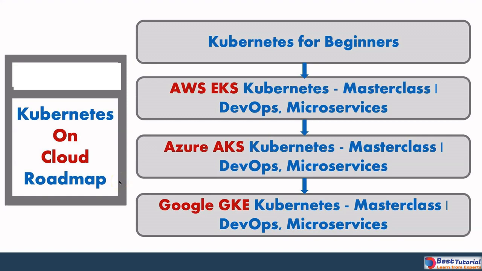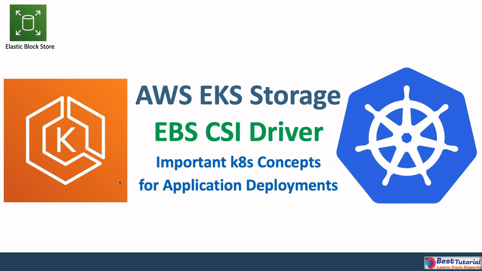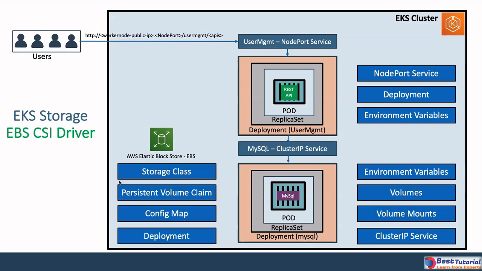Welcome back. In this section, we are going to learn a few important Kubernetes concepts which are required for our application deployments on the Kubernetes clusters. In our previous lectures, we implemented a MySQL deployment with the MySQL database, and for that we mounted the persistent storage of Elastic Block Store from AWS with all these Kubernetes concepts like storage classes, persistent volume claim, config maps, deployments, environment variables, volumes, and volume mounts.